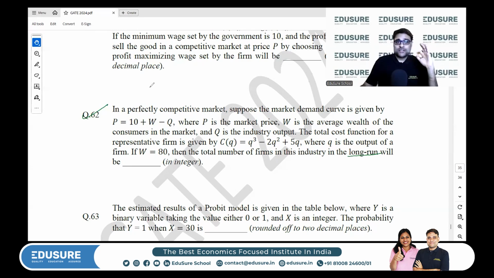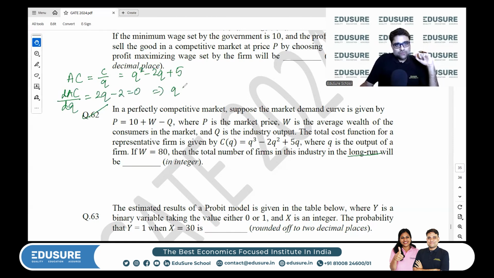The average cost curve has to be minimized. So what is the average cost? Basically, I divide the cost by Q: Q square minus 2Q plus 5. Now I need to minimize the average cost. 2Q minus 2 is equal to 0. Q is equal to 1.